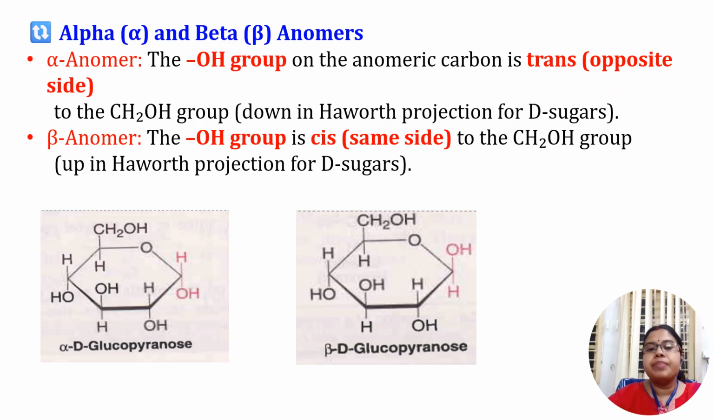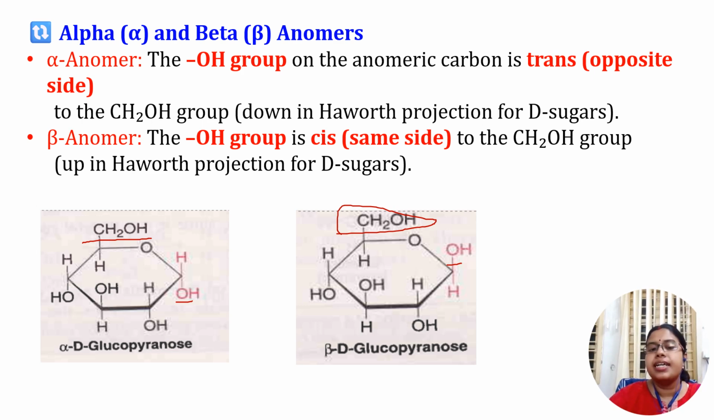Then alpha and beta anomers. Actually, anomers are of two types: one is the alpha anomer and the other is the beta anomer. If the OH group on the anomeric carbon is trans to the CH2OH, then it is the alpha anomer. And if the OH group is cis to the CH2OH group, then it is the beta anomer. This projection is known as the Haworth projection.